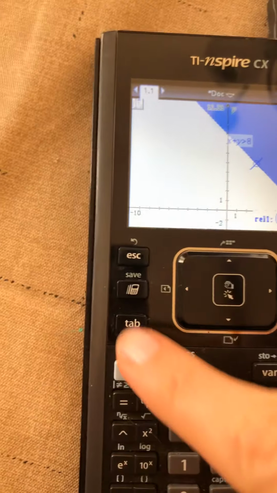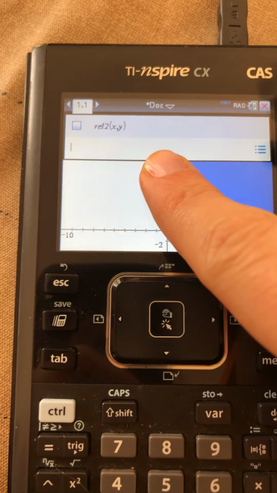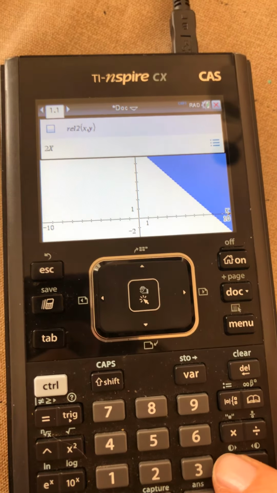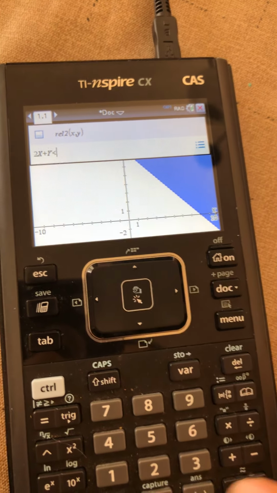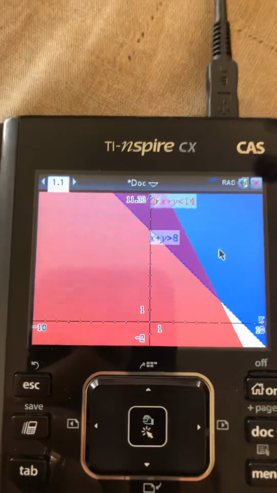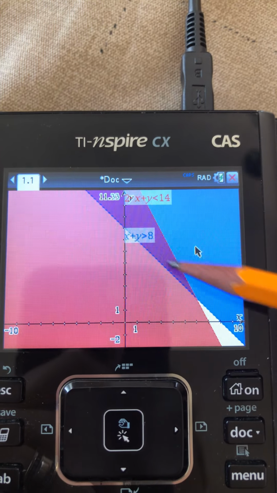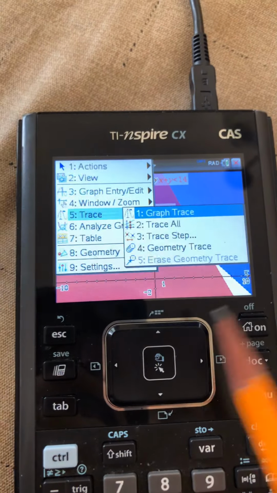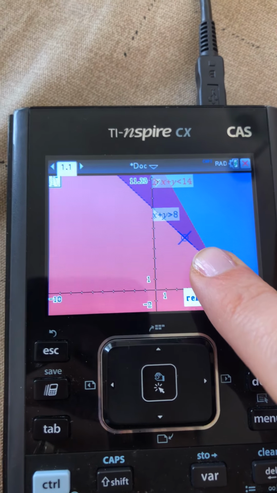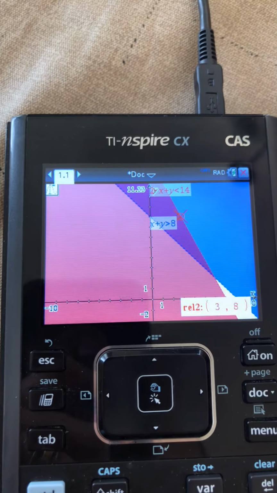Tab brings your entry line back up, and again, it's empty. It's ready for me to type whatever I want. 2x plus y is less than 14. So there's my red, okay, and I can clearly see the solution set, this little triangle piece that is double shaded. Menu 5, 1. All right, I am on the blue graph. I don't want the blue graph. Hit the up arrow. It will take you to the other one.